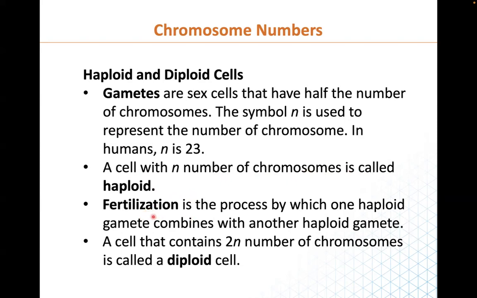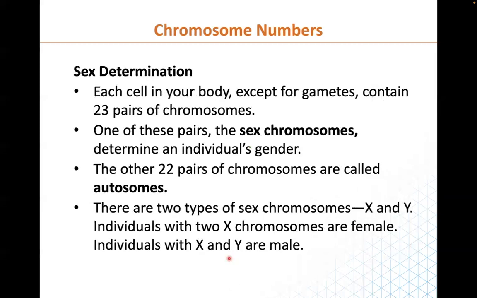Fertilization is a process by which one haploid gamete combines with another haploid gamete. A cell that contains 2n chromosomes is called a diploid. So all of the cells in the body, the skin cell and all the others, are diploid, except the sex cells, which are haploid.